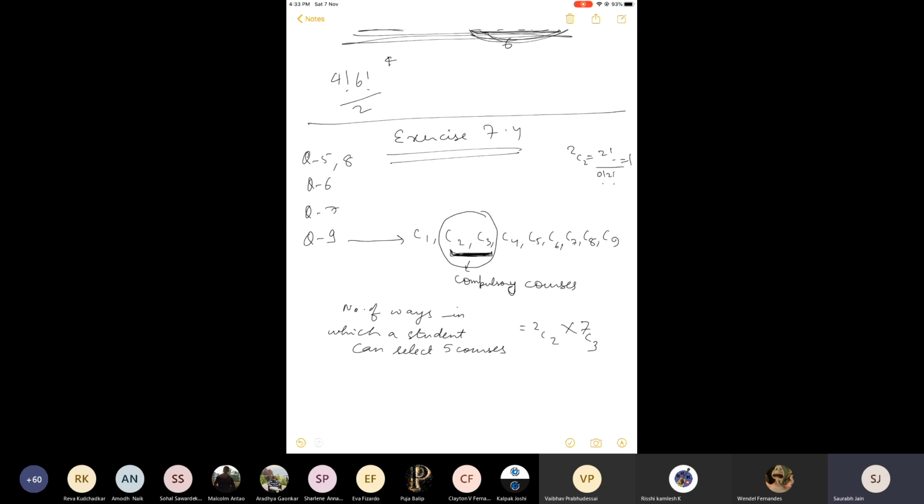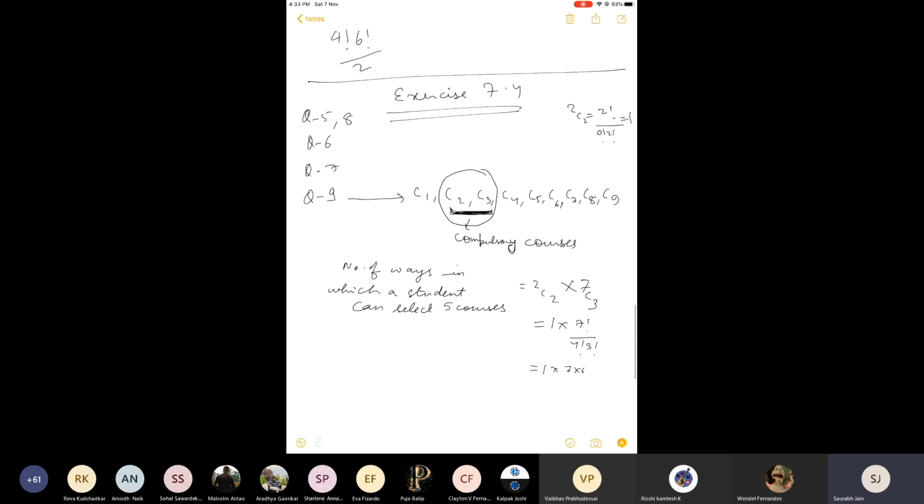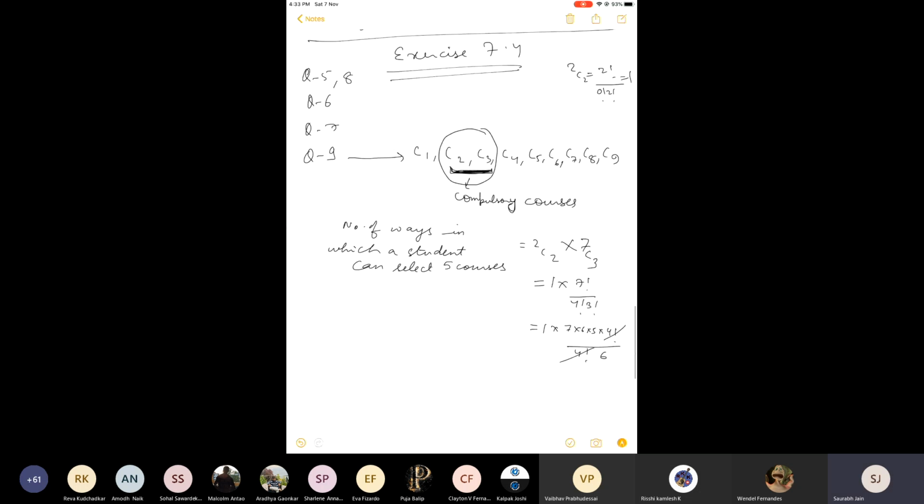So this will come out to be 1 into 7 factorial over 4 factorial, 3 factorial. This value you can write as 7 into 6 into 5 into 4 factorial, which we can cancel, and 3 factorial is 6. This will be cancelled. So 35 will be the answer. So 35 is the total number of ways in which the student will be selecting the remaining courses along with C2 and C3, and together that will make a combination of 5 subjects. So this is the way to solve question number 9.